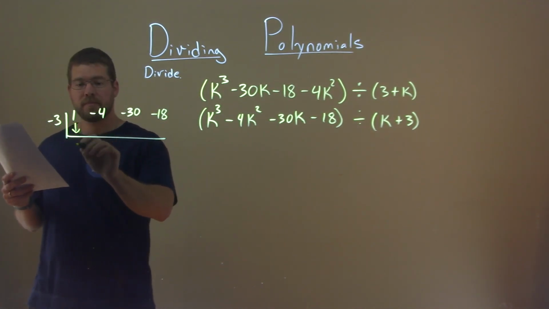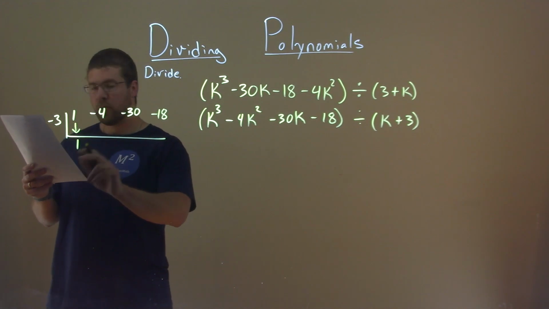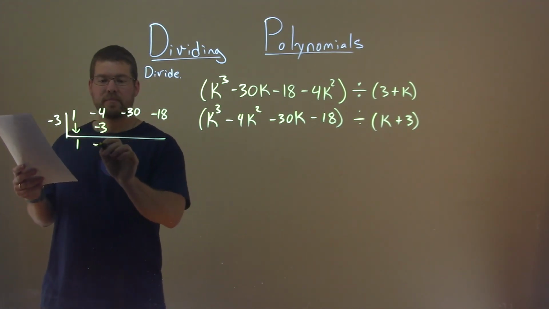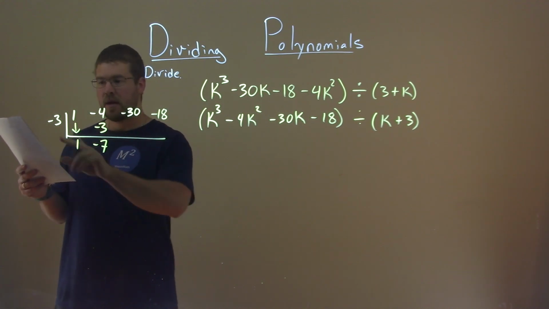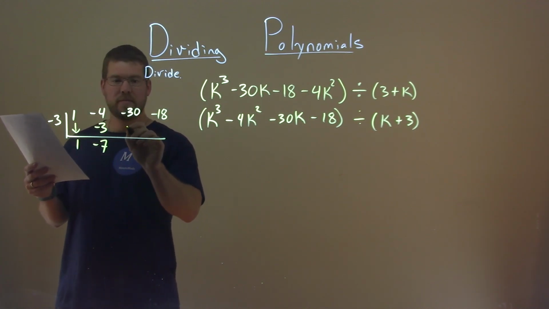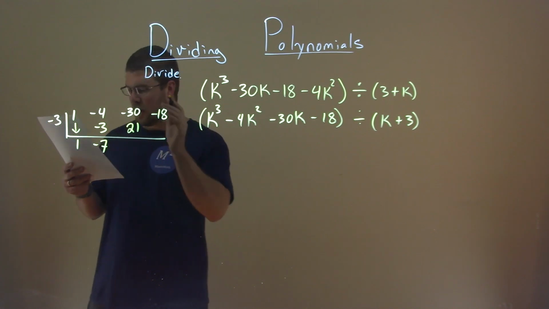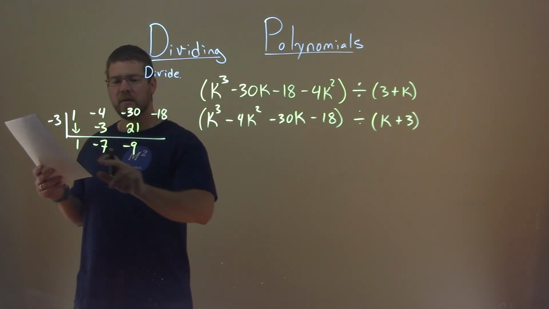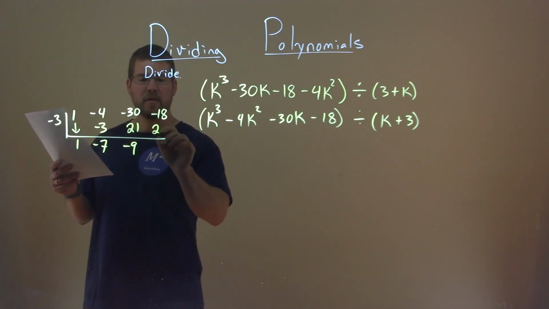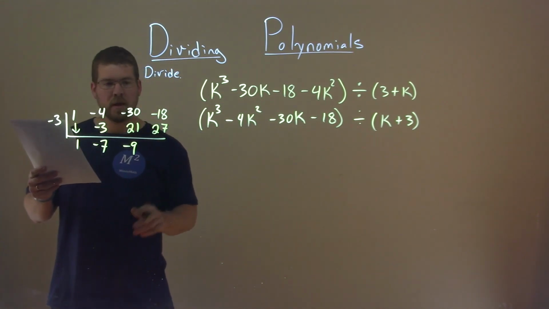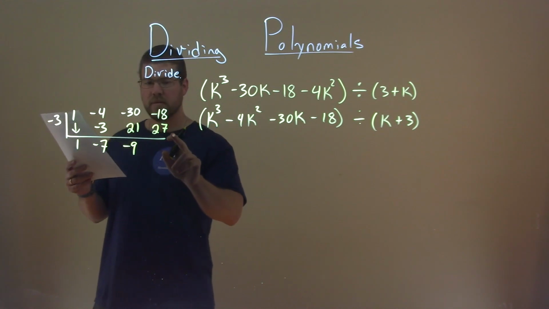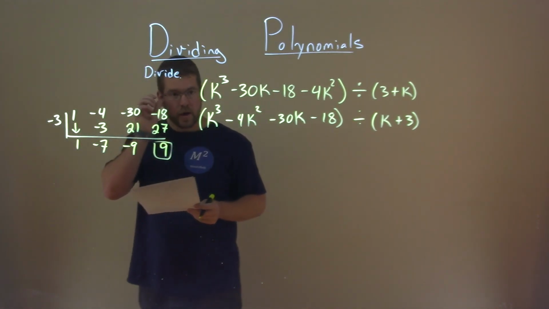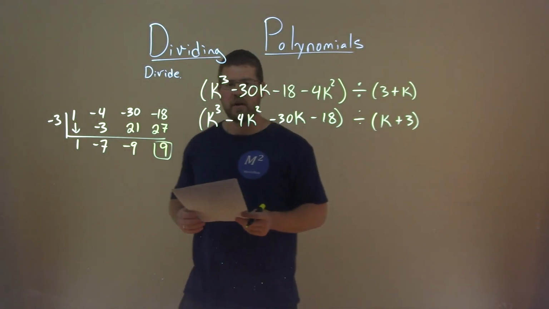Bring down the 1. And negative 3 times 1 is a negative 3. Negative 4 plus a negative 3, negative 7. Negative 3 times a negative 7 is a positive 21. Negative 30 plus 21 is a negative 9. And negative 3 times a negative 9 is a positive 27. Negative 18 plus 27 is a positive 9. And that's our remainder. So now, how do we apply this to really be our final answer?